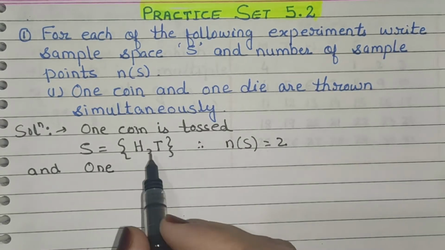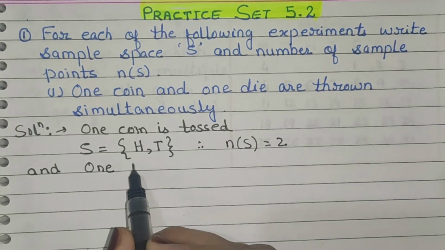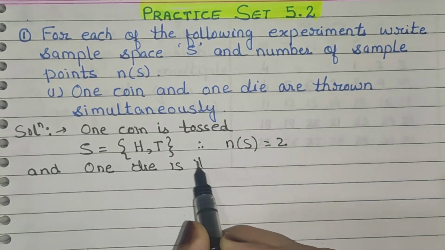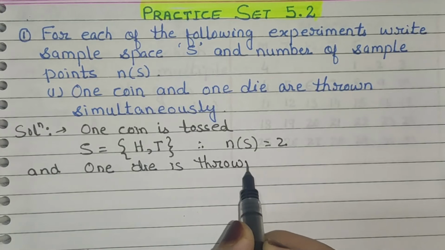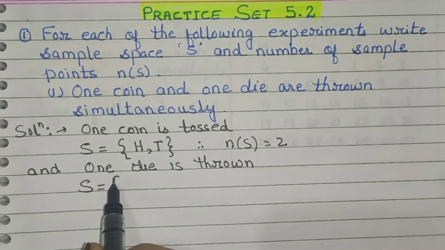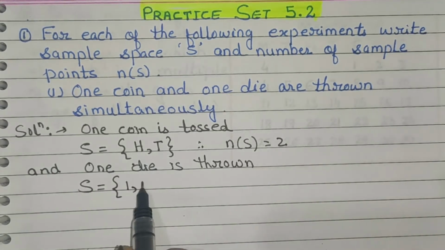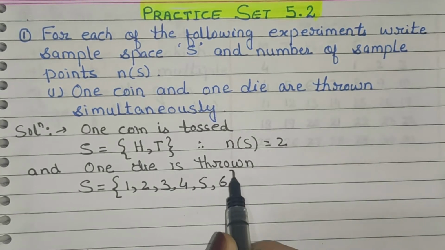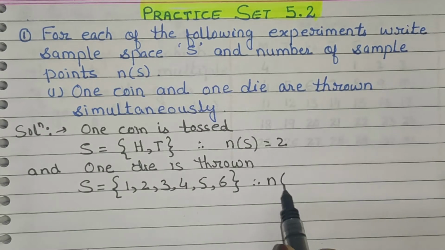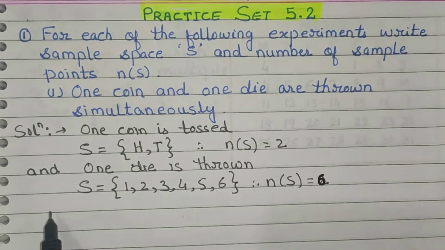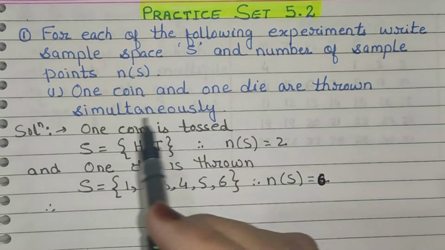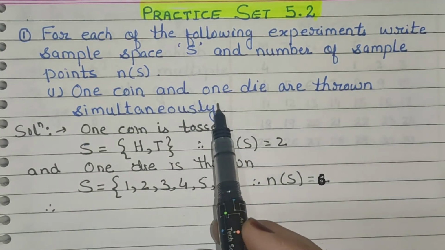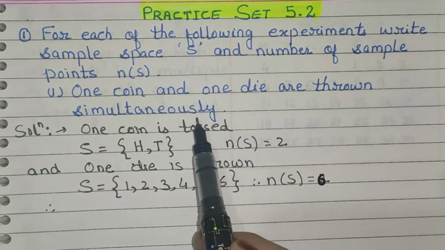And one die. We know that when one die is thrown, then we get here S is equal to 1, 2, 3, 4, 5 and 6. Therefore n of S is equal to 6. But our aim is to find the sample space when one coin and one die are thrown simultaneously.